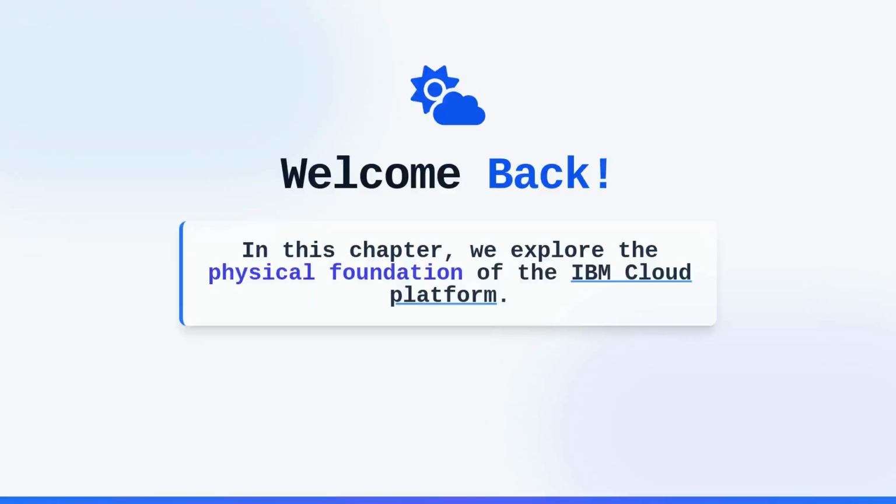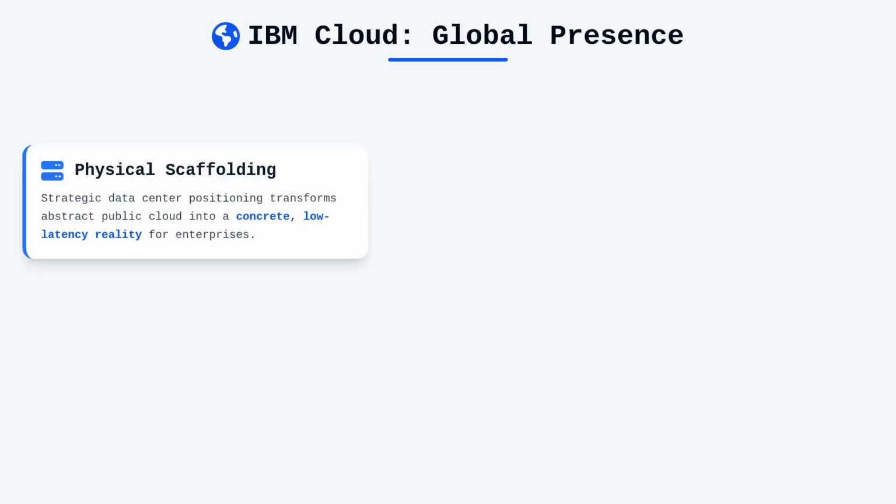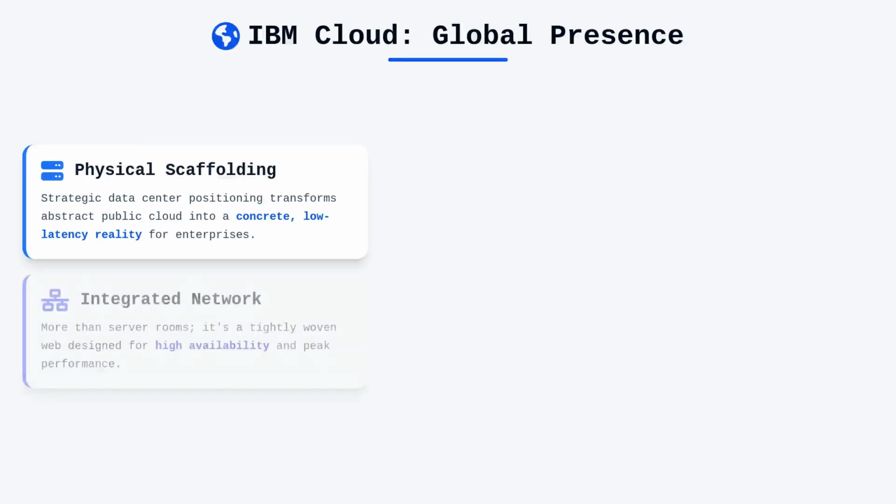Welcome back. In this chapter, we explore the physical foundation of the IBM Cloud platform, focusing on its extensive global footprint and regional architecture. When we talk about global presence in the context of cloud infrastructure, we are essentially looking at the physical scaffolding that supports software execution. IBM Cloud has strategically positioned its data centers across the globe to transform the abstract concept of a public cloud into a concrete, low-latency reality for enterprise customers.